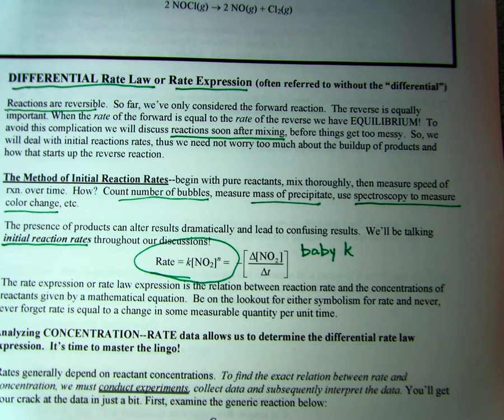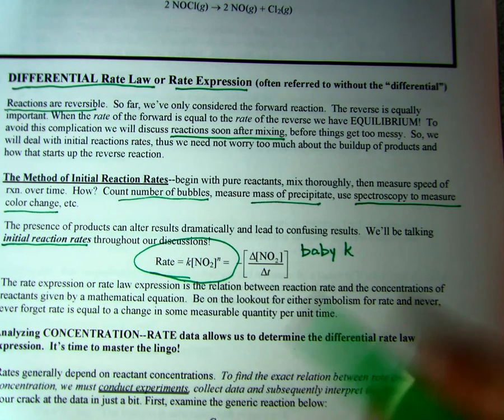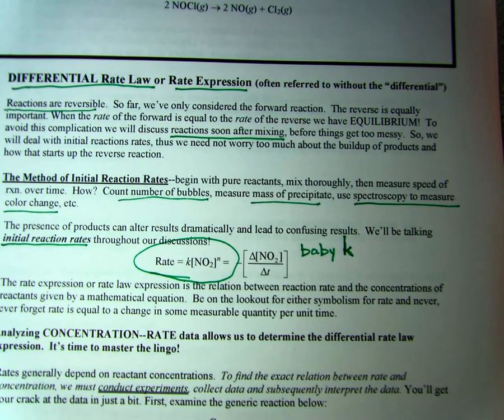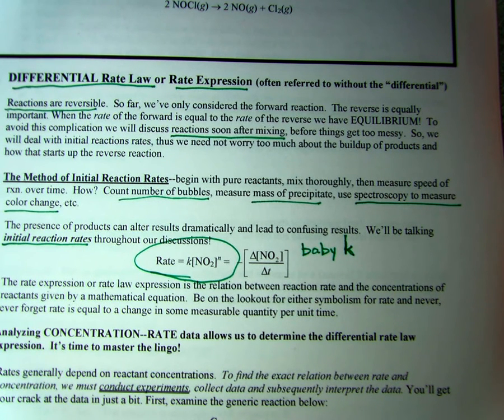So on AP tests, you have to be sure that they can tell whether it's a baby k or a big K, because they will count it wrong if you do it the wrong way. So be sure you have a little k versus a big K. I know there's not a lot of difference, except a baby k has a taller little line at the beginning. Okay, so be sure that it looks like that.